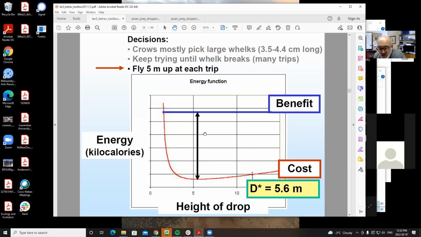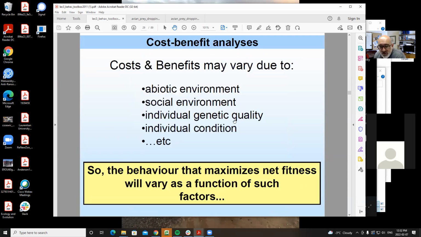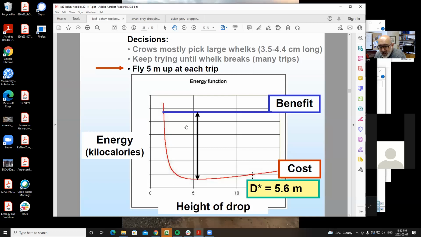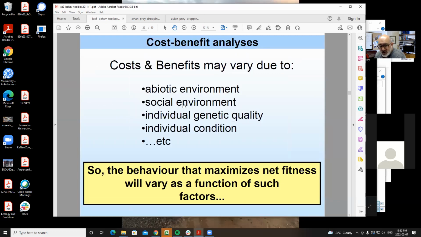And so all to say that there are a series of different factors that can lead to variation in this cost curve, and therefore can lead to changes in what is optimal. And importantly, what is optimal for one individual may not be optimal for another. And what might be optimal in one environment might not be optimal in another, depending on the cost curve and what it looks like, depending on the kinds of things that I've described already.